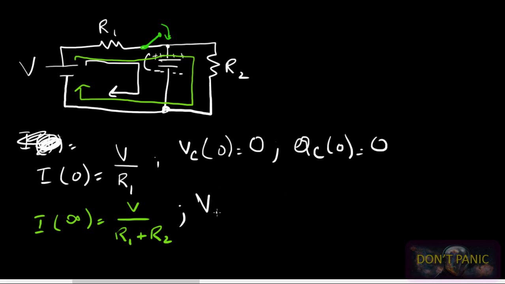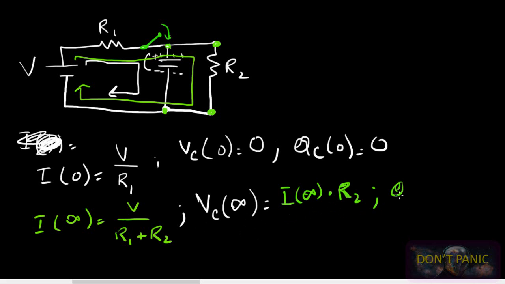What about at infinity? Voltage across the capacitor at infinity. This capacitor and this resistance are in parallel, so whatever the voltage is across this R is the voltage across the capacitor also. Right? So the voltage across R2 is I at infinity that we just found, this value, times R2. This is the voltage across R2 and this is also the voltage across the capacitor because they're in parallel.